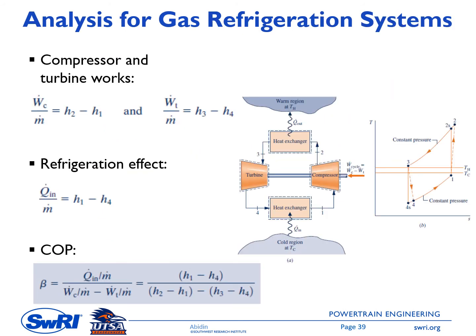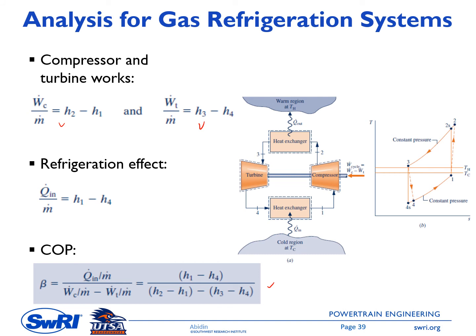This is the analysis for gas refrigeration system. For the work produced by the turbine, we have this formula: H3 minus H4, and then the work required by the compressor, we have H2 minus H1. You can see in here we maintain all numbers positive. And then the refrigeration effect, Q dot in, is M dot times H1 minus H4.